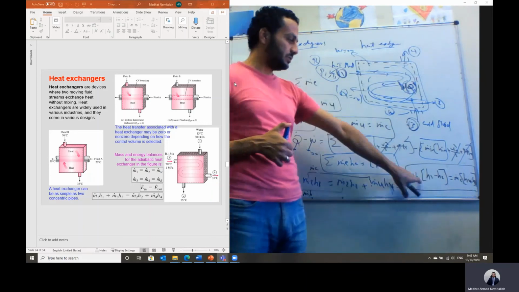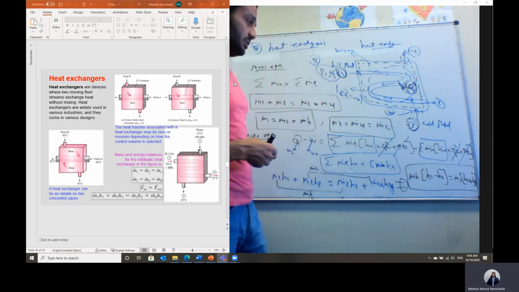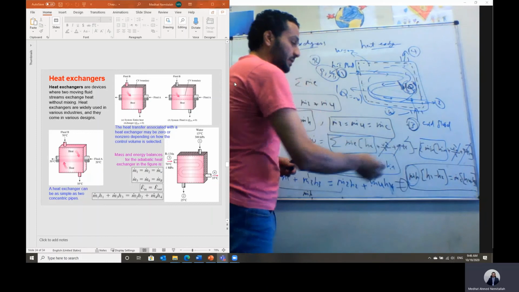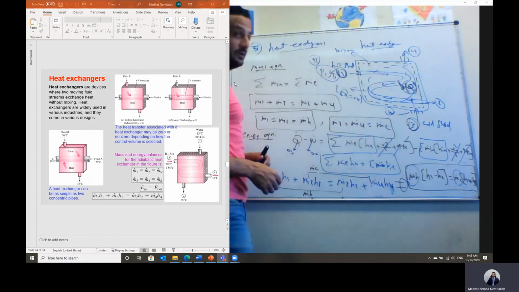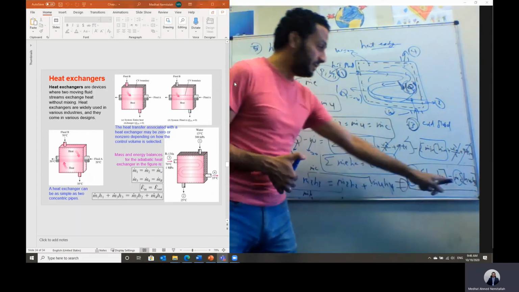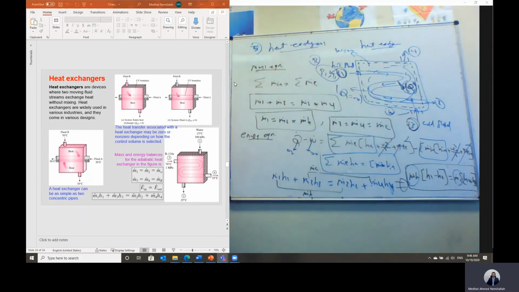Then we can substitute here. Then we can calculate either the mass flow rate of the hot fluid or the mass flow rate of the cold fluid, the mass flow rate required to cool down this hot fluid in this case. This is all we want to say, but there is a trick here.